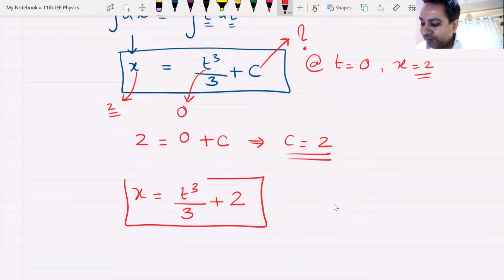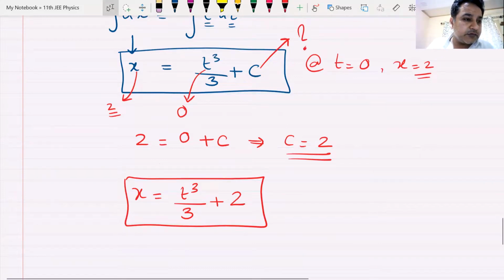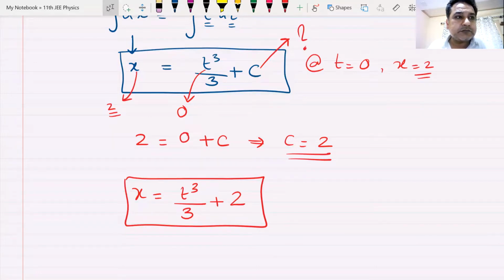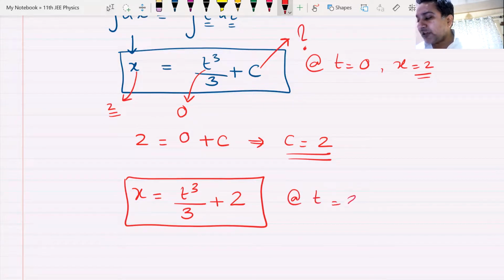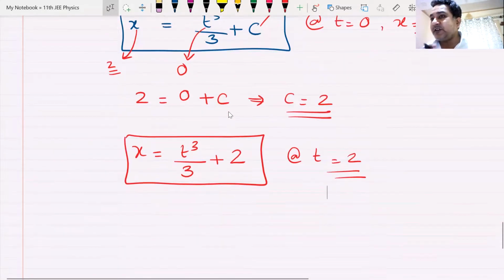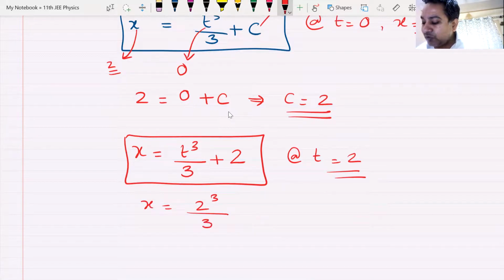Am I clear with everyone? How did I get this answer? Can I have some raised hands that you understand this? So now you can find at t is equal to 2 seconds, what is the value of x? It's very simple. Put the value of t as 2. So x will be 2 cube by 3 plus 2. I hope you can solve this for me and get me the answers to this one.